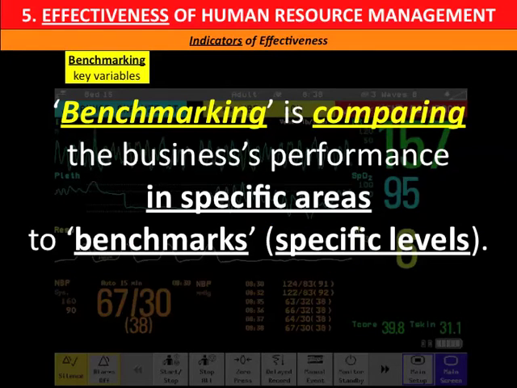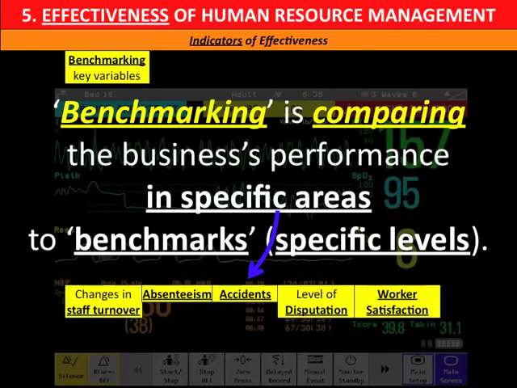Benchmarking is comparing your business's performance in specific areas to benchmarks. The benchmarks are specific levels. Now, what are the areas? The areas are staff turnover, absenteeism, accidents, the level of disputation, and the level of worker satisfaction. Now, where do you get the levels from, though, for each of these? Where do you get an acceptable level of staff turnover, of absenteeism?